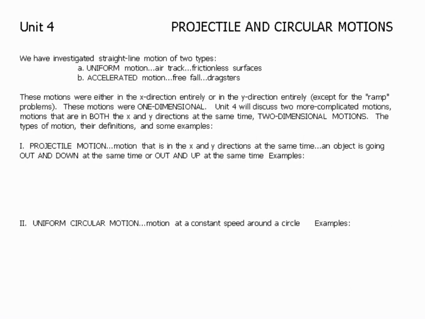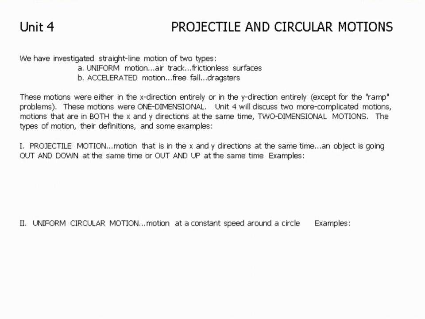All right, this is Physics Unit 4. We're talking about projectile and circular motions. We've looked at straight line motion. We've seen two types: uniform motion, where some examples are the air track or frictionless surfaces, and accelerated motion, things like free fall or dragsters that start from rest and speed up.